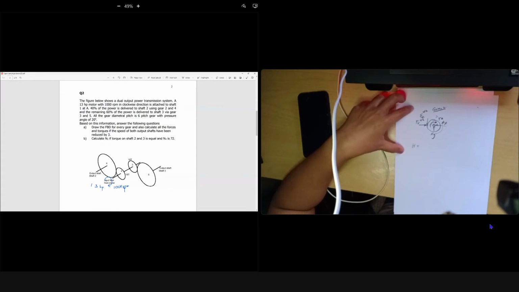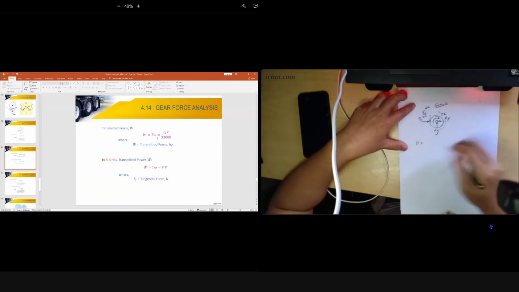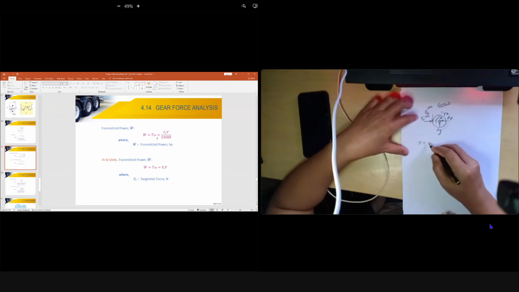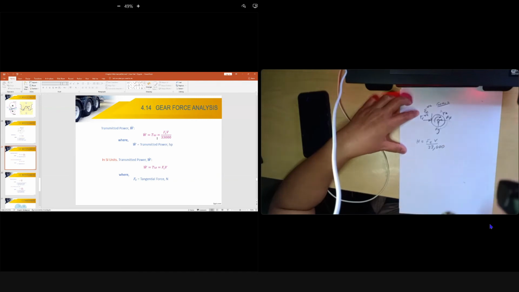Take a look at the notes. For power in English units, horsepower is F tangent times V over 33,000, where V is in feet per minute. They have already done the conversion. Your F tangent will be in pound force.